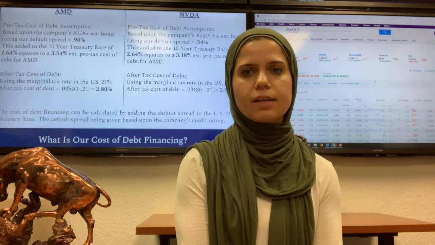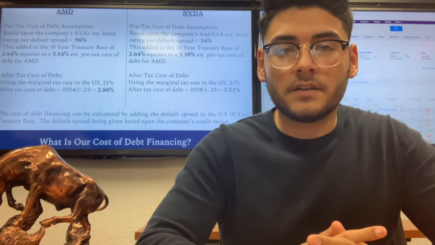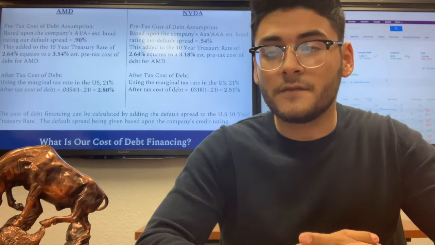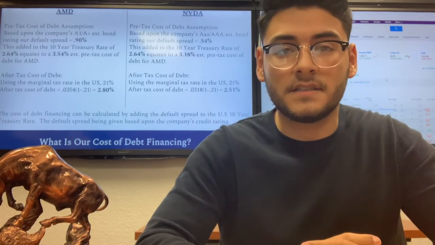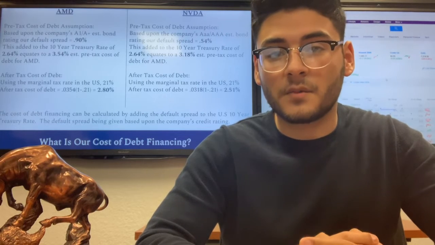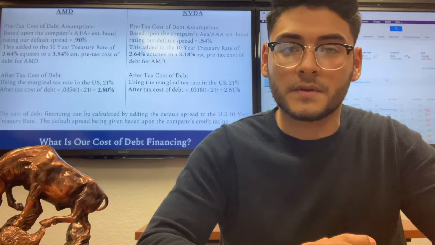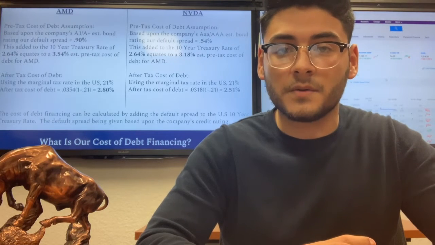of 21%. Using the same criteria, we found NVIDIA's credit rating to be AAA. That gives us a default spread of 54 basis points and a pre-tax cost of debt of 3.18%. After using the marginal tax rate of 21%, we found our after-tax cost of debt to be 2.51%. This is better between the two companies.